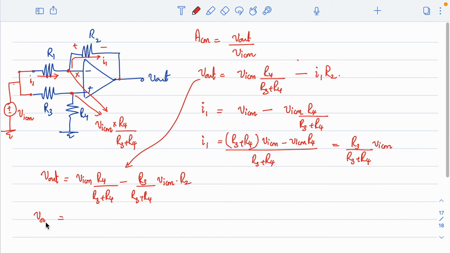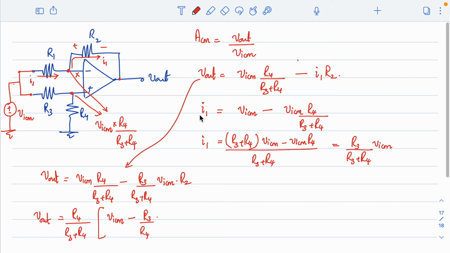So Vout can be written as, if I take R4 by R3 plus R4 common, the first term is VICM minus R3 by R4, since R3 plus R4 I have taken, so R4 is not there, so R3 will be here and I need to add one extra R4 in the denominator. And oh, did I miss something? Alright, yeah, I think I missed something here.